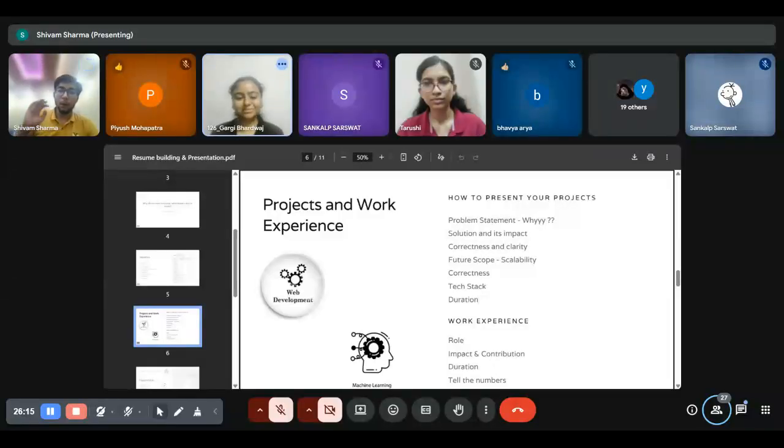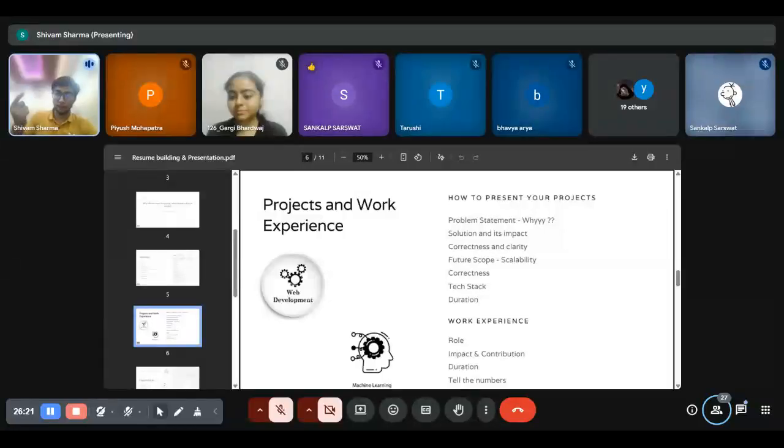Cool. Always make sure to write your projects in 3 to 4 points. The first one would be the problem statement, that hey, this is the user problem and this is how we are going to solve this, so that the interviewer gets to know in the first line that this is the problem you are solving via this project.